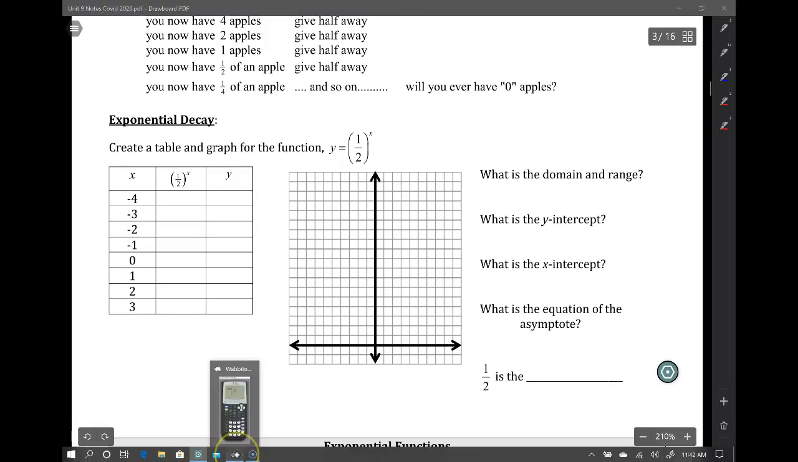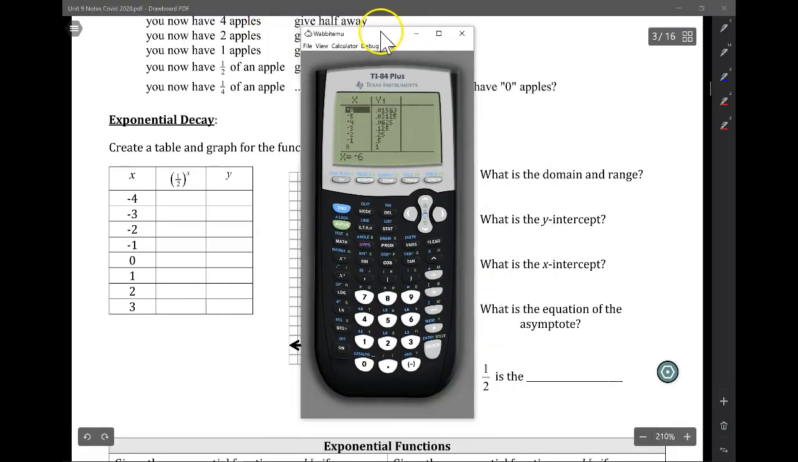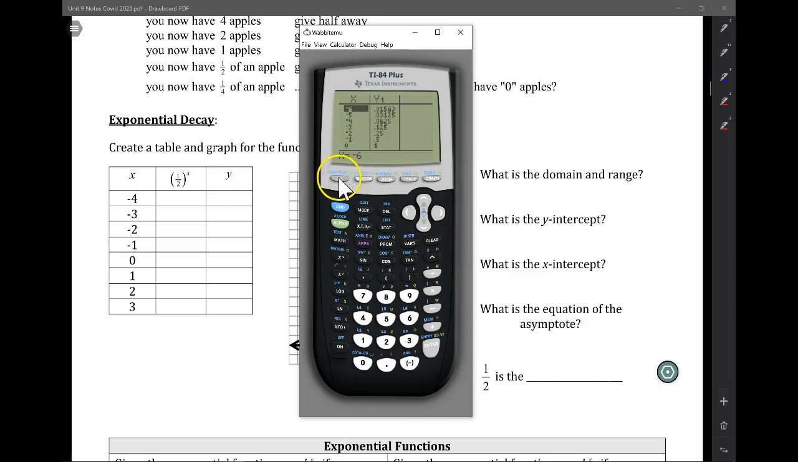So this one we are going to bring out our calculator for, and we're going to fill in our chart. So if you go to your y equals screen, you can either type in 1/2 raised to the x, or you can do 0.5 raised to the x. So I'm going to do 1/2 raised to the x power, and then I'm going to go to my table of values, and I'm only going to plot the ones that my chart is asking me to, so from -4 to 3. So it looks like I'm going to go 16, 8, 4, so almost the apples example.